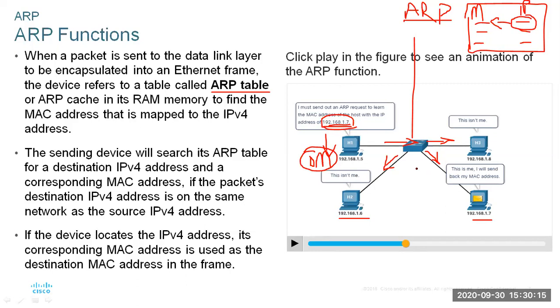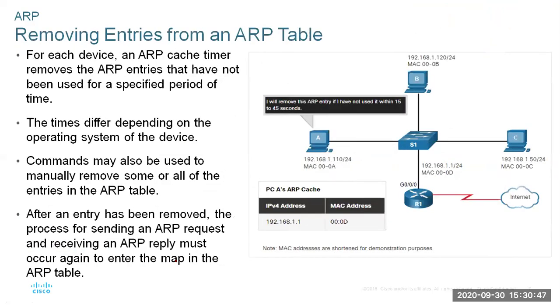So when this guy is sending the MAC address, it's going to be populated based on the address resolution protocol. So it says that the sending device will search its ARP table for a destination MAC address and a corresponding MAC address, if the packet's destination IPv4 address is on the same network as the source IP address. If the device locates the IP address, its corresponding MAC address will be used as the destination MAC address in the frame. Okay, so that is mostly when you are within the same network.